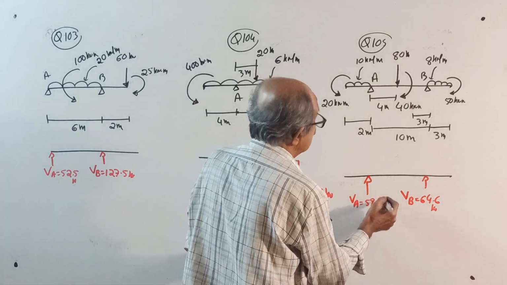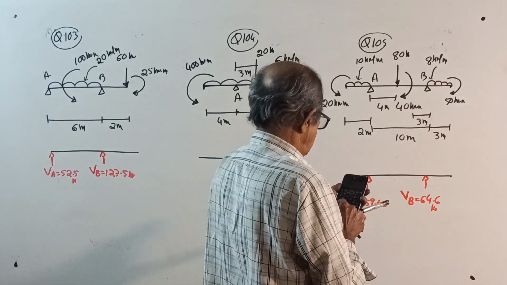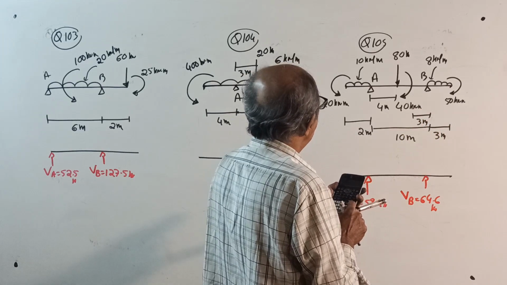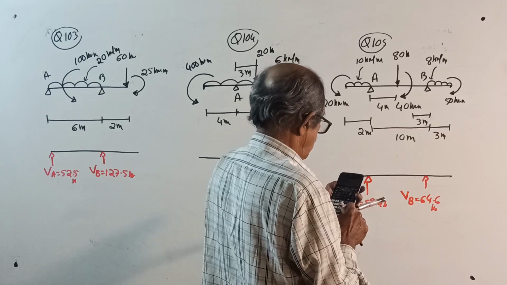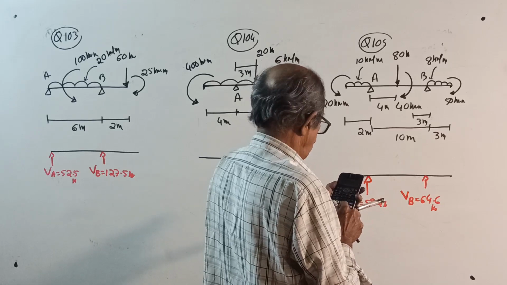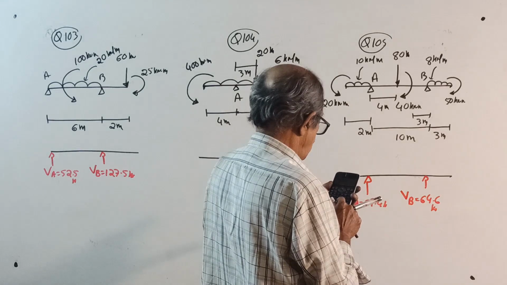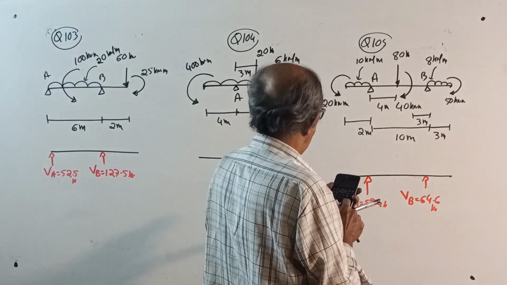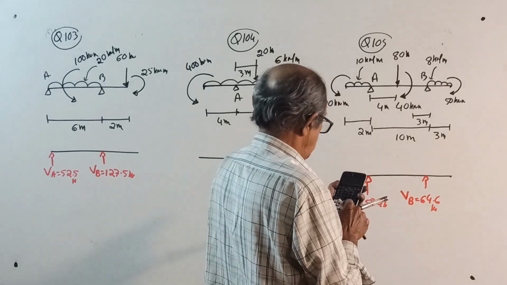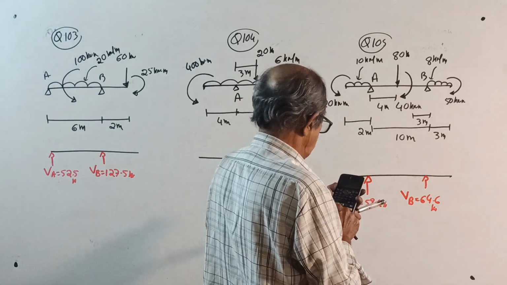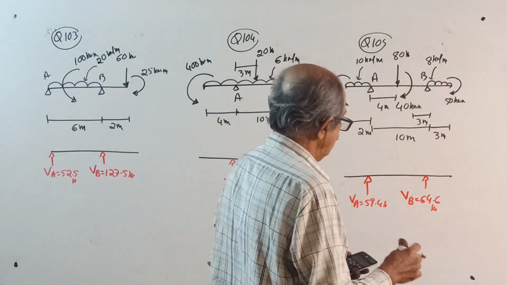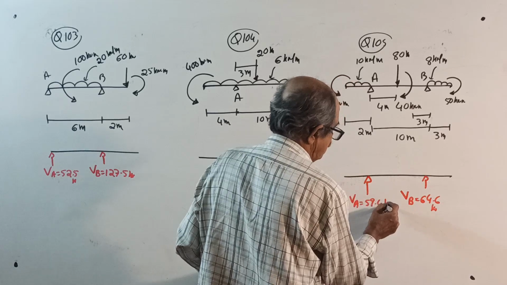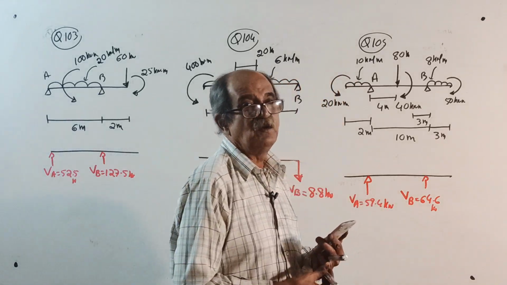Now, check the answer from that side. 80 into 6 minus 40 plus 10 into 2, 10 into 2 into 11 plus 20 minus 8 into 3 into 1.5 minus 50 divided by 10, 59.4 kilonewton. Perfectly correct.